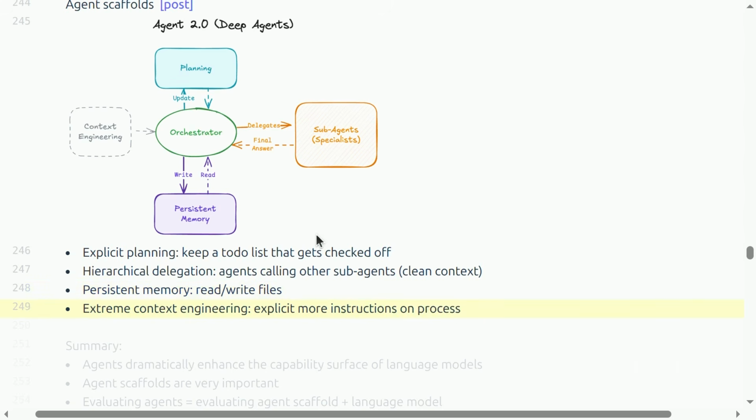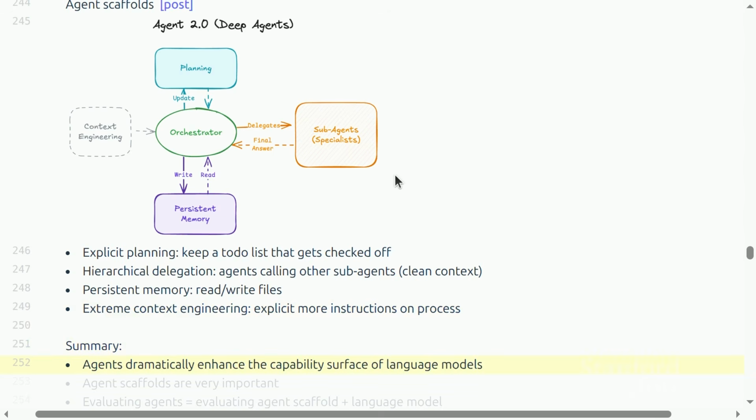And then finally, there is more context engineering in the style of managing the process. When should you delegate to sub-agents? When should you try this strategy versus this other strategy? What to write to persistent memory? And these things are generally optimized for the particular language model.